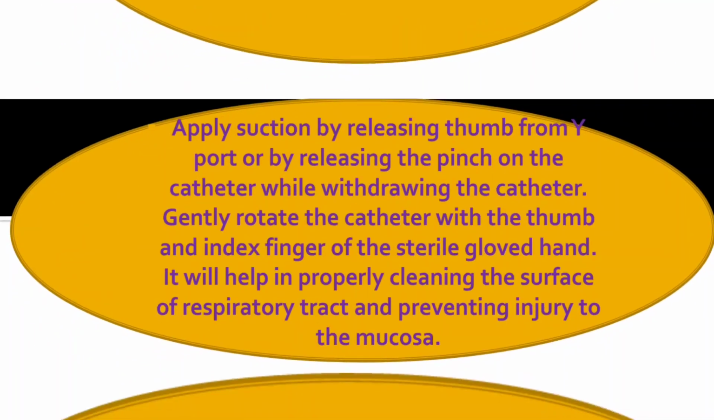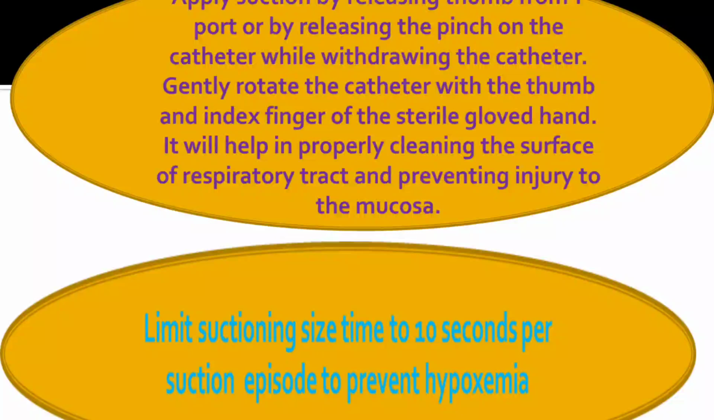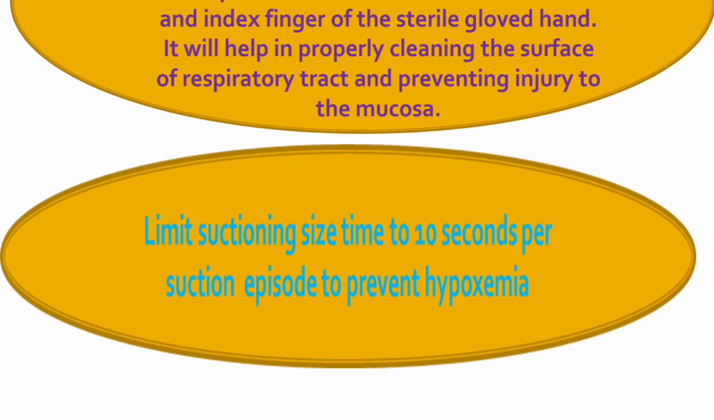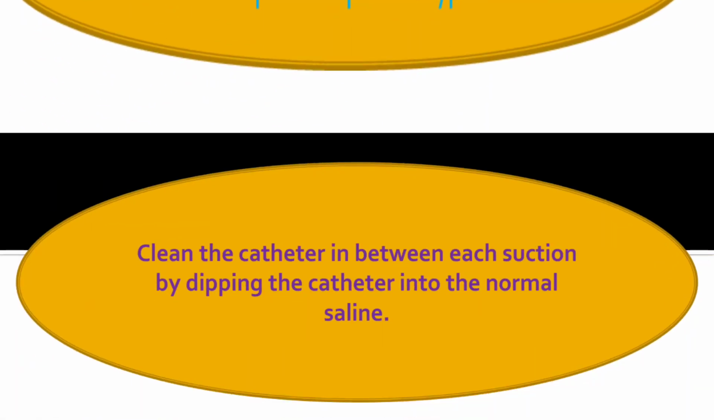While withdrawing the catheter, gently rotate it with the thumb and index finger of the sterile gloved hand. It will help in properly cleaning the surface of the respiratory tract and preventing injury to the mucosa. Limit suctioning time to 10 seconds per suction episode to prevent hypoxemia.